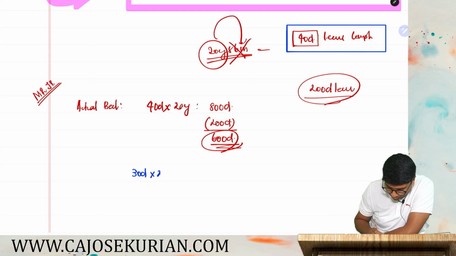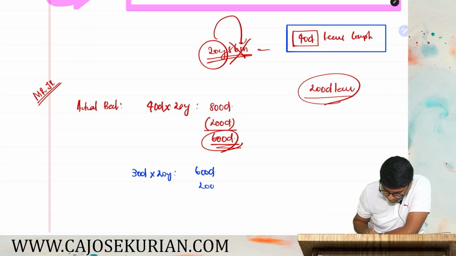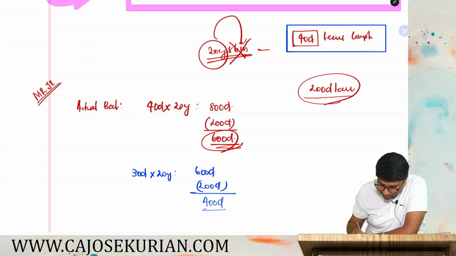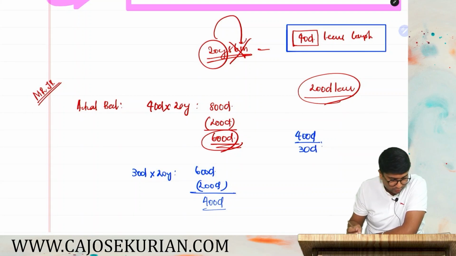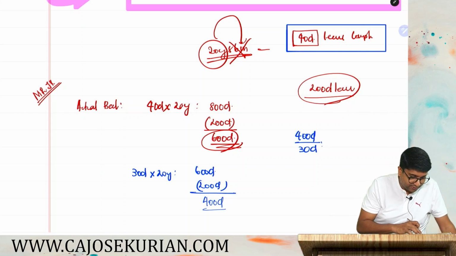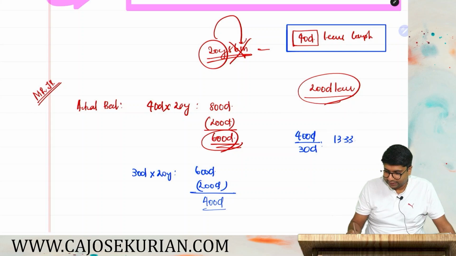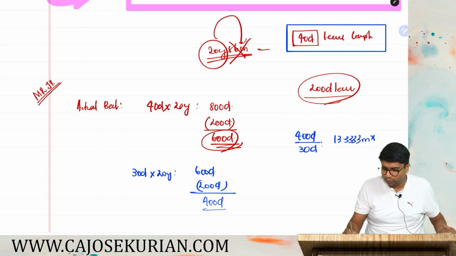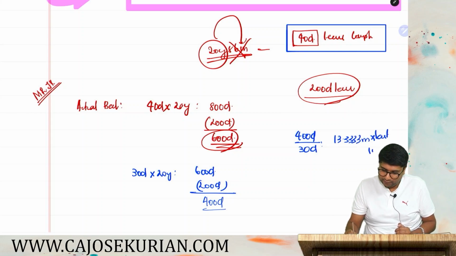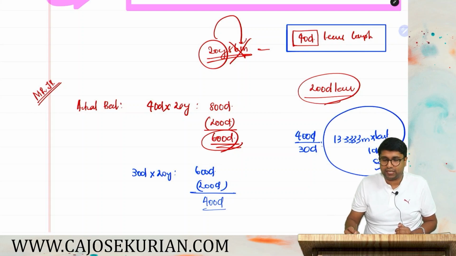So 30 days into 20 years, that will give you 600 days of leave, and you have actually taken 200 days of leave. Then the remaining 400 days, this is what you are supposed to encash. So what you need to do is 400 days divided by 30 days. So how much will be the proportionate months? 400 divided by 30 will give you 13.3333 months into last 10 months average salary. This is how you have to compute limit number 4.